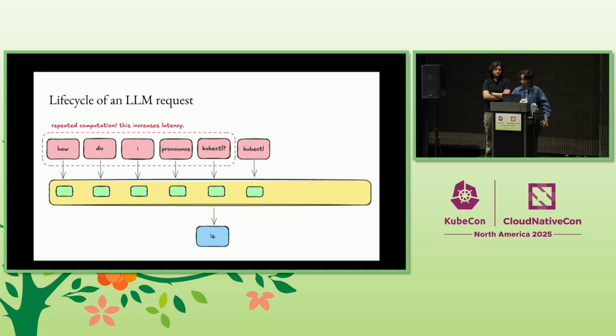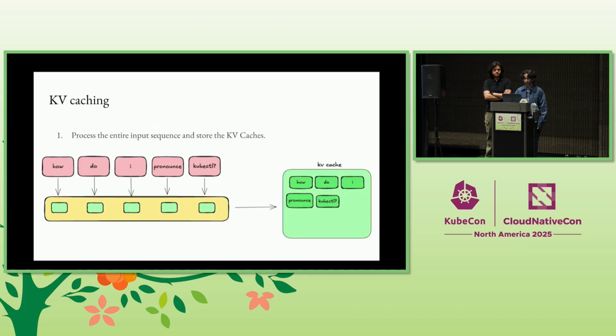So how can we do this better? Well, the answer, as is the answer to most computer science problems, is caching. In this case, we have this special cache called the KV cache. KV is effectively the key-value pair, which is one of the hidden states in our model.